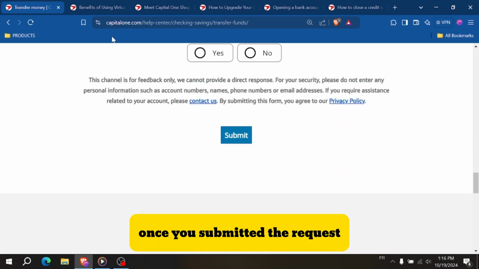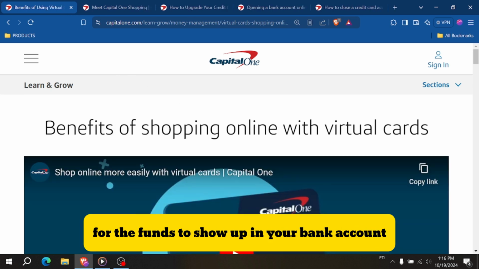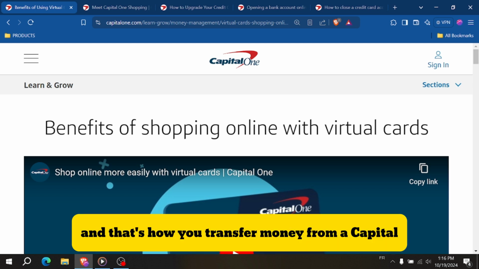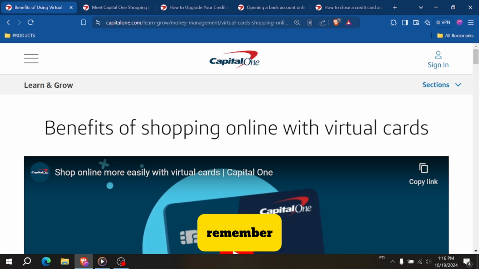Once you've submitted the request, it can take 1 to 3 business days for the funds to show up in your bank account, depending on your bank's processing times. And that's how you transfer money from a Capital One credit card to a bank account. Remember to be mindful of the fees and interest rates involved.